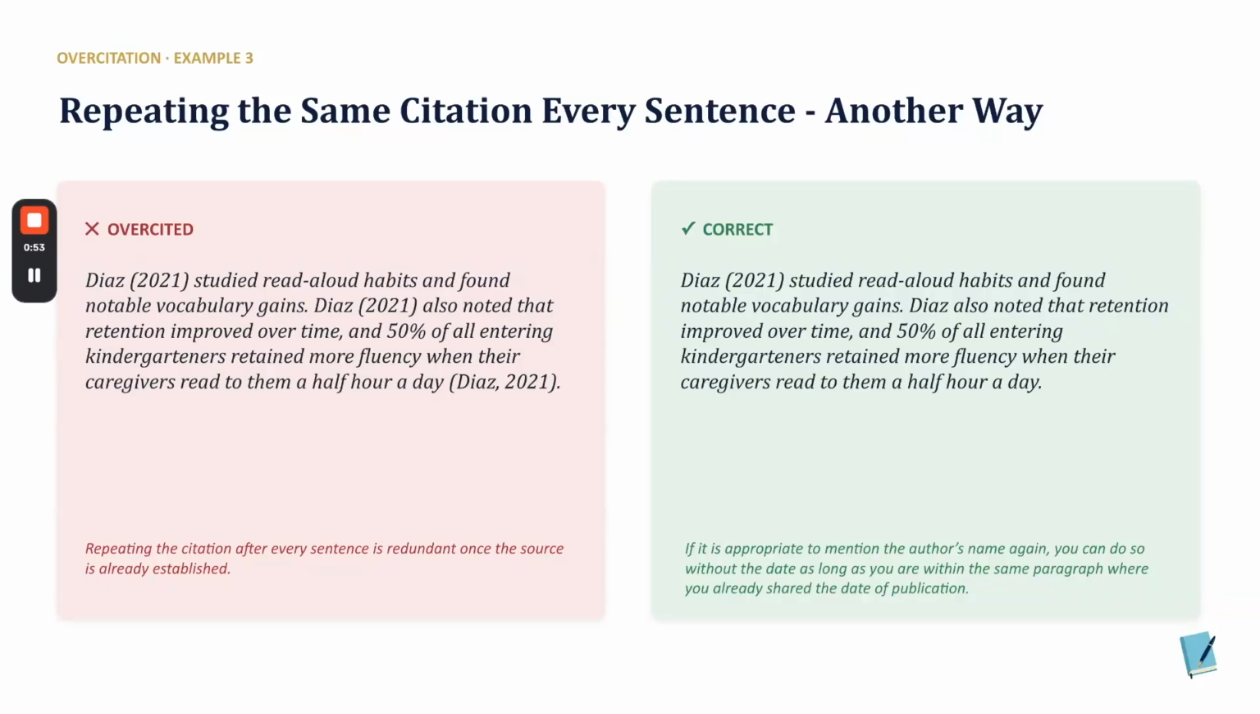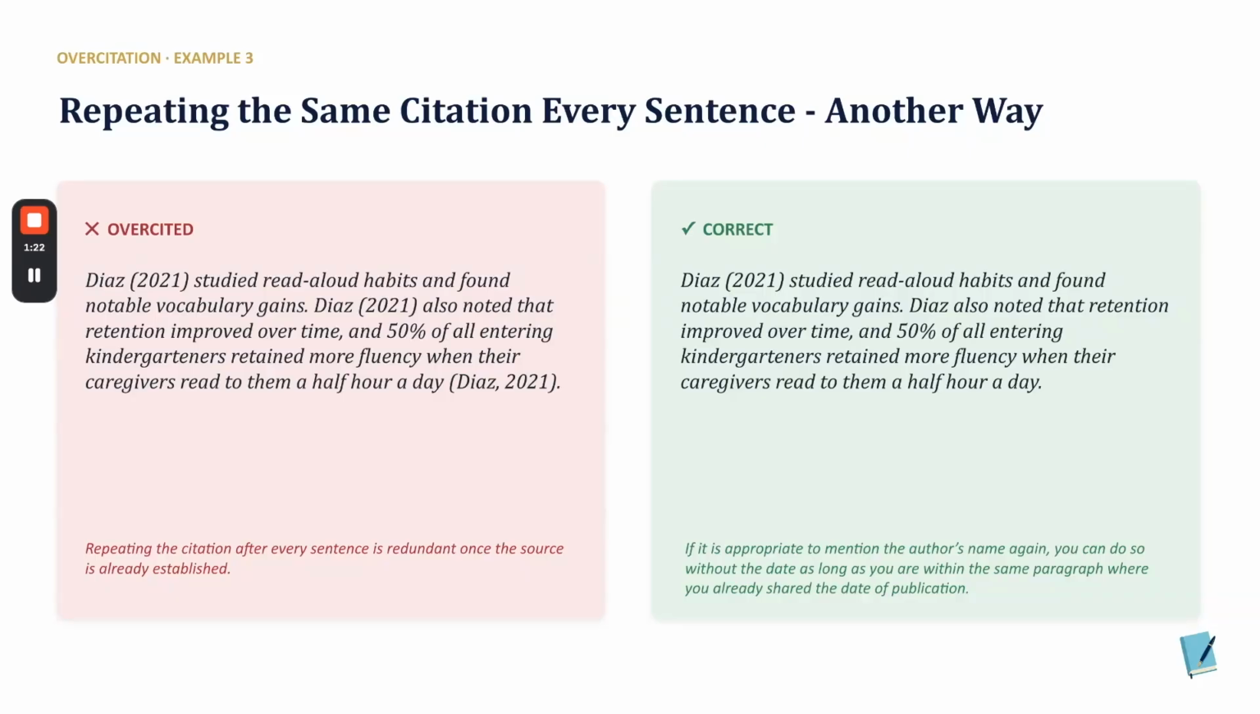And then as soon as you get to the next sentence, if you want to make sure that your readers know you're still talking about the same author or authors, you can mention their name, but don't put the date. This is legitimate in APA if you make sure to just do it in one paragraph. If you were going to go to a new paragraph and you were going to talk about Diaz 2021, you'd have to make sure to put the year again.